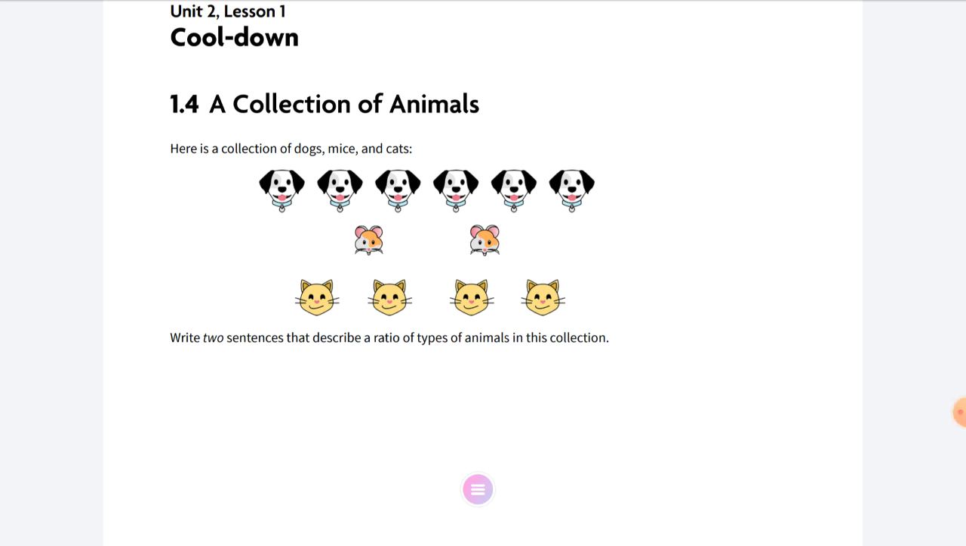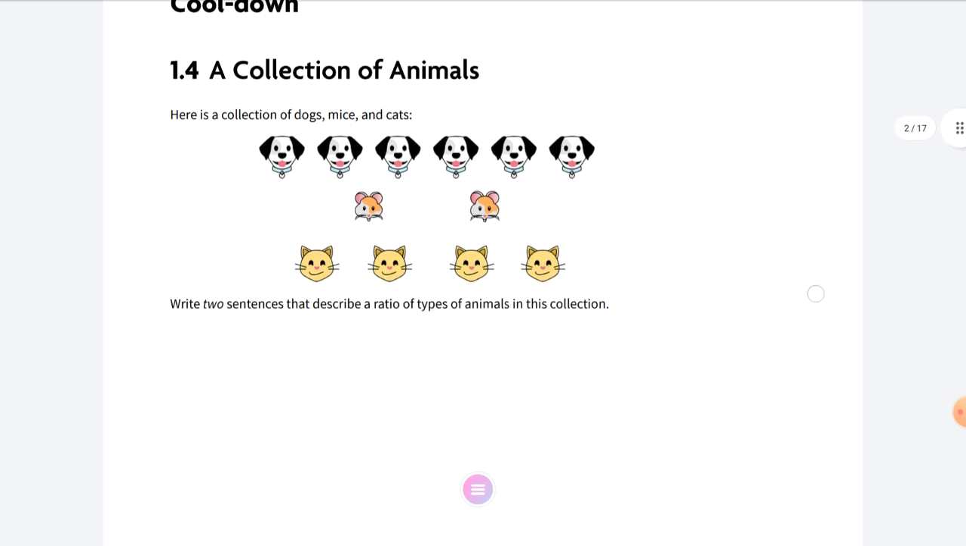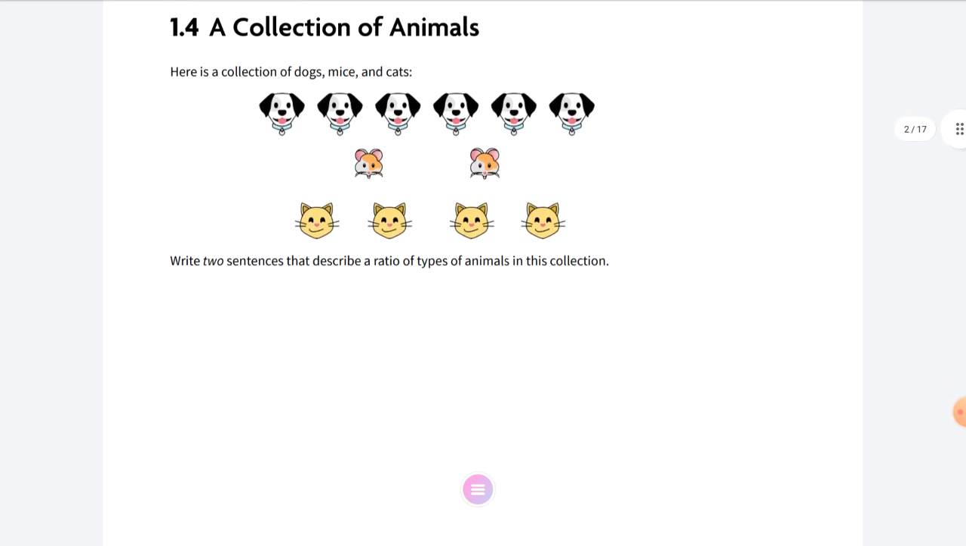Okay, so spend a few minutes trying to answer this question. It shows a collection of dogs, mice, and cats. Write 2 sentences that describe a ratio of types of animals in this collection. There are lots of possible answers, but you are writing 2 sentences, not a ratio. You're doing it on your own, and then we will discuss it. So spend a few minutes, try and answer that, and then we will discuss it.